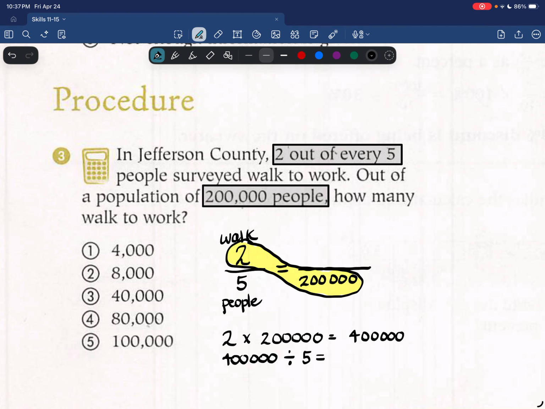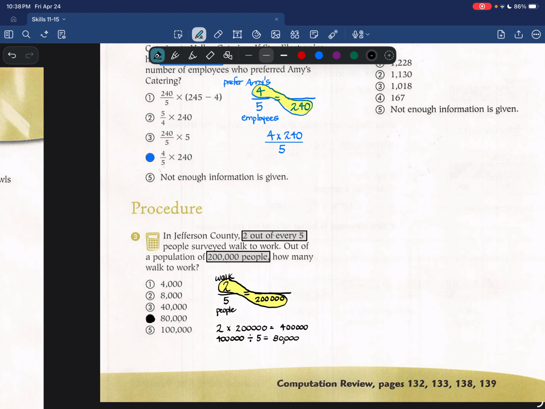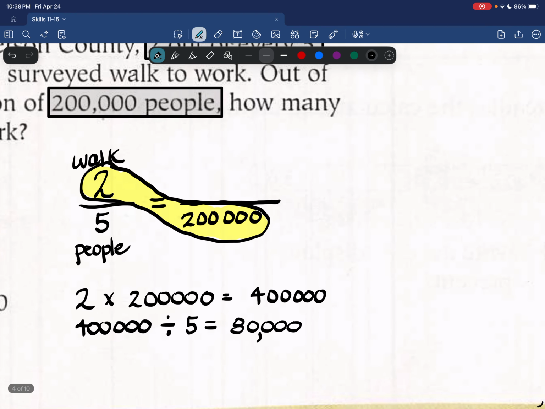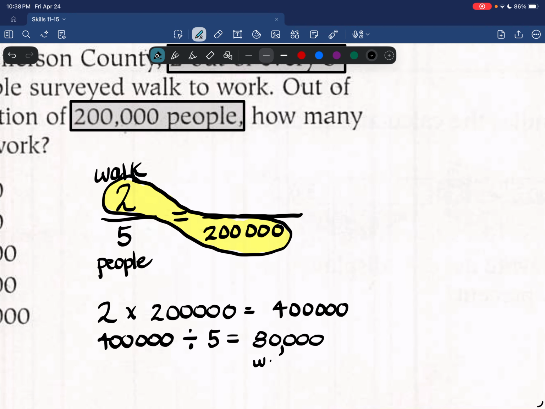And you can use your calculator. 400,000. Your calculator does not put commas in either. That would be 80,000, or option 4. Be careful that you don't choose option 2. You must get all your zeros in there. And that's hard sometimes when there are that many. But your answer is option 4. And let me just clarify what that is. 80,000 people walk to work.